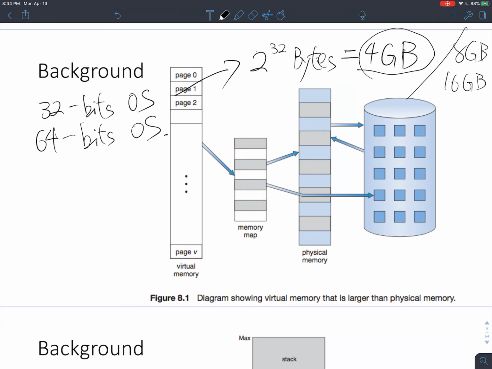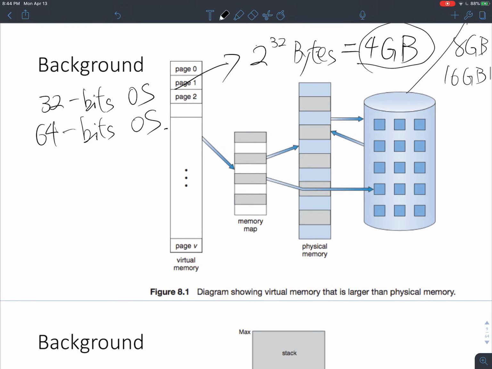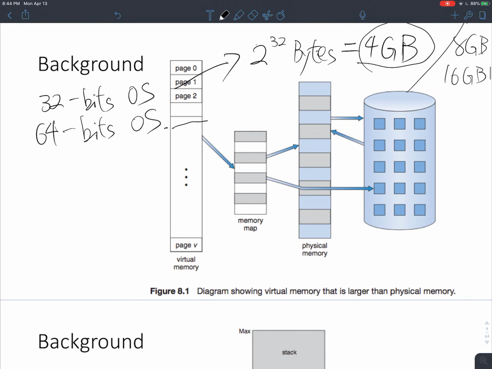This is the reason why, starting from maybe 10 years ago, Microsoft has been pushing for 64-bit operating systems. Let's see what the difference is between 32 and 64-bit operating systems.